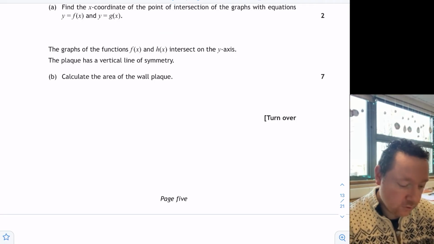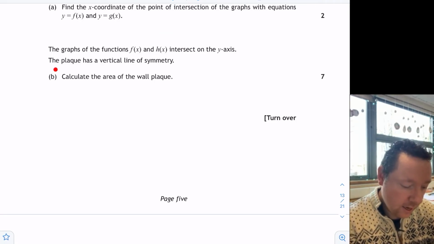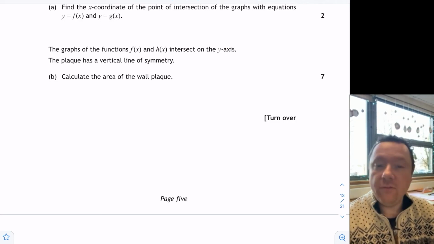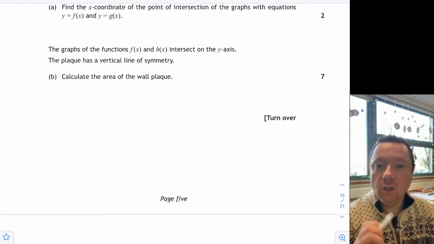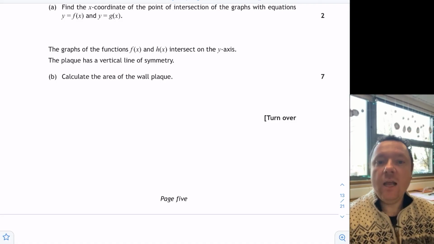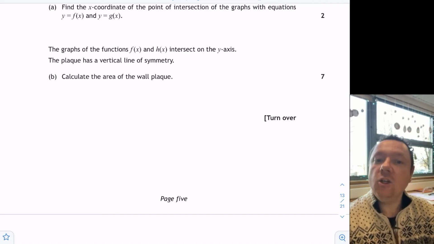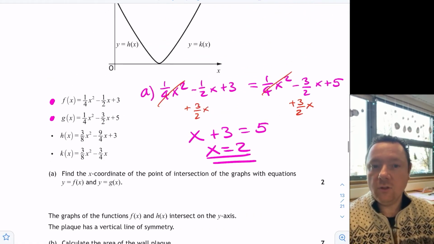Part B says the graphs of f of x and h of x intersect on the y-axis. The plaque has a vertical line of symmetry. Calculate the area of the wall plaque. You should know a power word for integration is area. So if it says area, you need to integrate and you need to find the two limits.